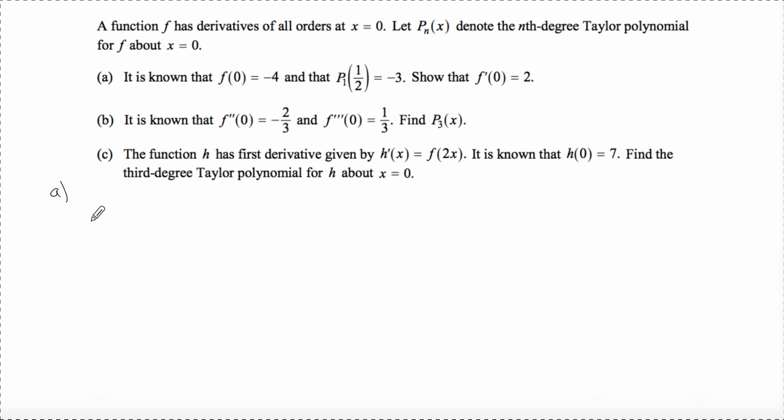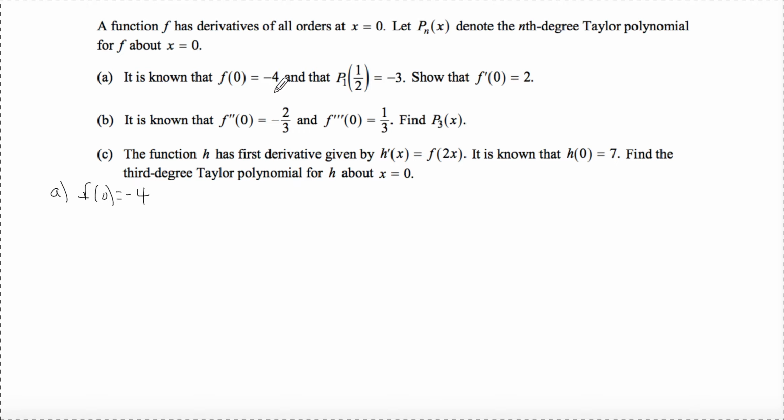It is known that f of 0 is negative 4. I'm just going to write that down, probably useful. F of 0 is negative 4. If I'm dealing with Taylor polynomials, I'm going to need that probably if it's centered at x equals 0. And I know that p sub 1 of half is negative 3. So p sub 1, that's the first degree Taylor polynomial at half, is negative 3. Show that f prime of 0 is 2.